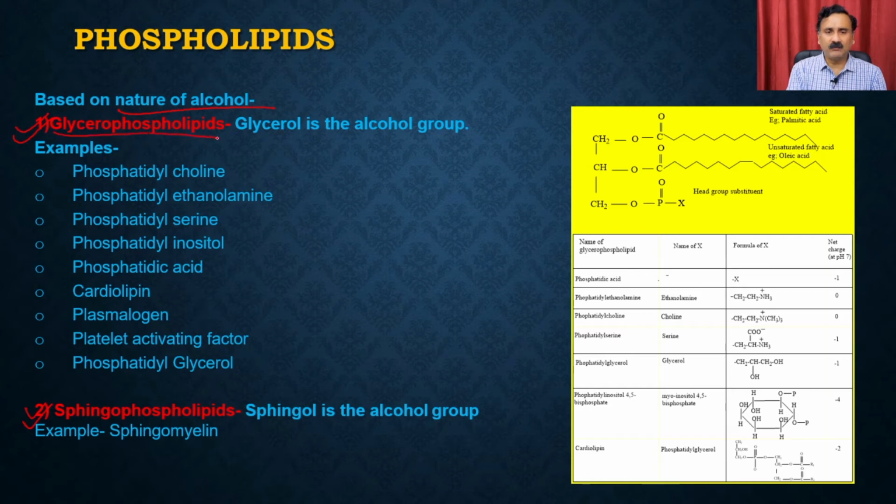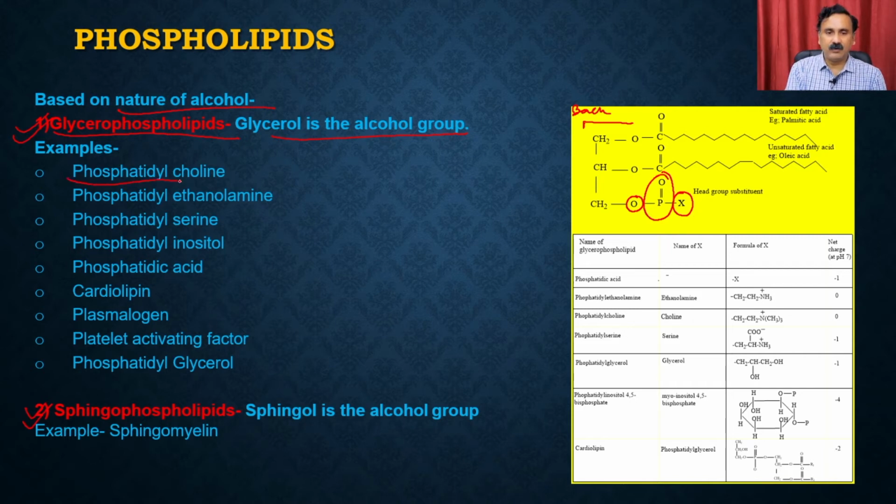In the glycerophospholipids, you have the glycerol as the alcohol group. So what you see here is the backbone, right? Onto the backbone, the first carbon as well as the second carbon is esterified with the fatty acids, whereas on the third oxygen there is a phosphate group which is attached. Onto this phosphate group you can have different types of functional groups attached, and depending on the functional group you can have different types of phospholipids.